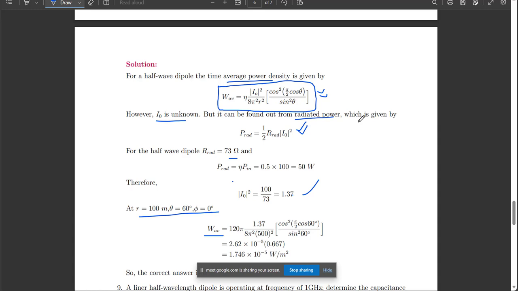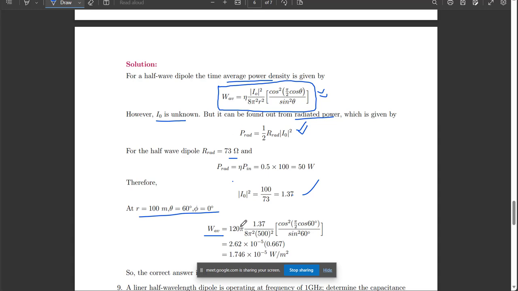Okay, yeah. So this here is not efficiency. This is free space impedance, which is equal to 120 pi or 377 ohms. Do not confuse it with the efficiency term. Okay, so this is 377 ohms.